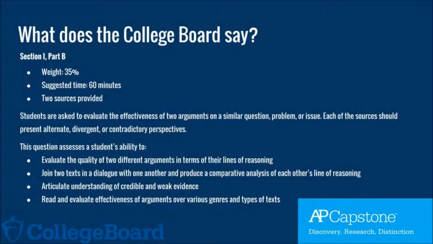U.S. students are asked to evaluate the effectiveness of 2 different arguments that are completely contradictory to one another. And this is to assess your ability to evaluate the effectiveness of the different authors and their different lines of reasoning, and to also compare the 2 texts while understanding the credibility of those 2 sources, as well as what is strong and weak evidence.